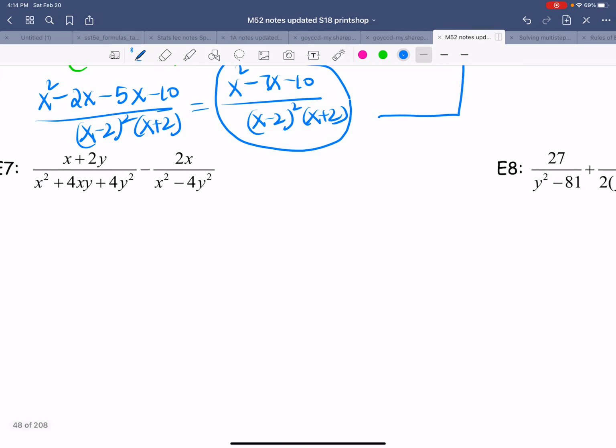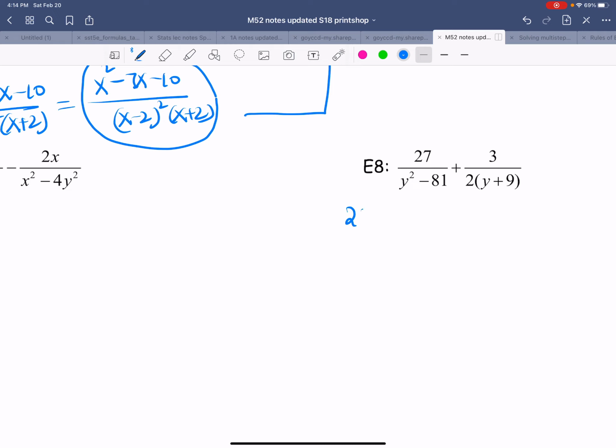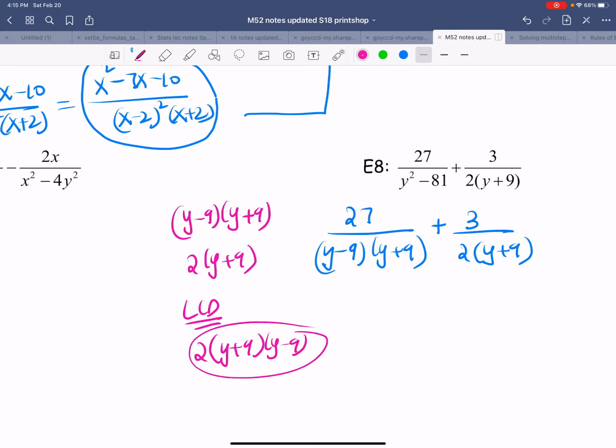The next example we're going to do is number 8, and then we'll go to number 7. Okay, again, I'm going to go ahead and factor the denominators. Y minus 9, y plus 9. Your factoring skills have to be really solid. If your factoring skills are weak, you will not be able to do well with rational expressions. Now, I don't need to do a whole lot of work here to figure out my LCD, because one denominator is y minus 9 and y plus 9. The second denominator is 2 times y plus 9. LCD will be 2 times y plus 9 times y minus 9. That's going to be my LCD.